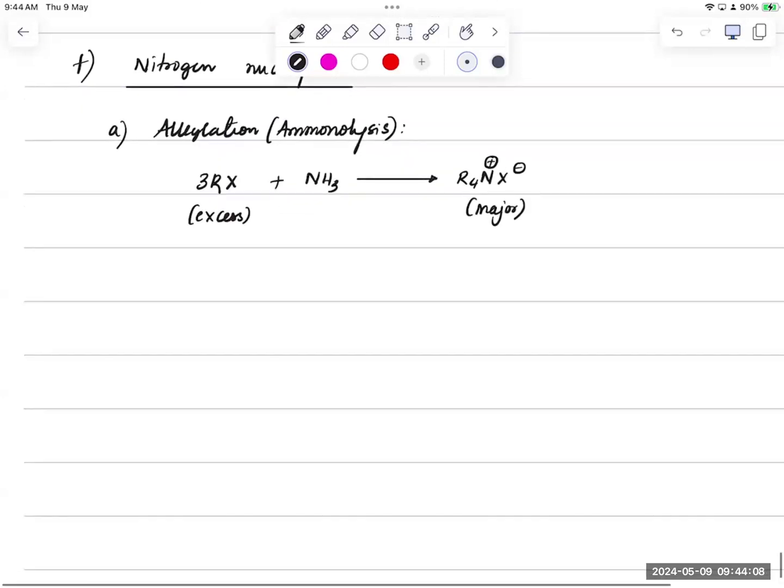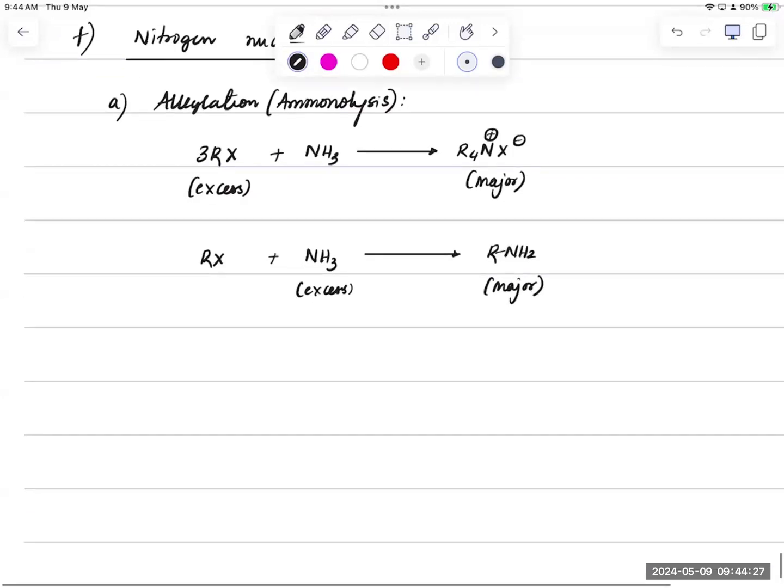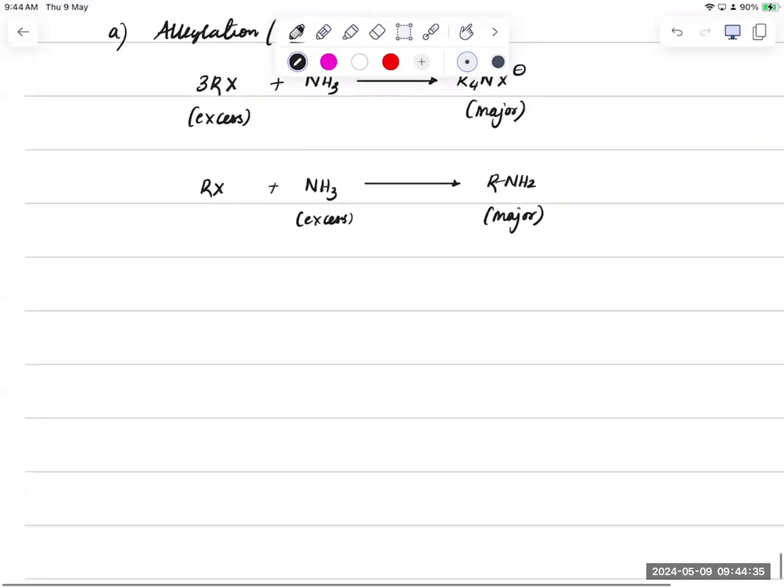Suppose you have RX plus an excess amount of ammonia here. In that case, the primary amine, RNH2, will be in excess, so this will be the major product in this case. Got it? So it all depends upon which one you want to make in excess.